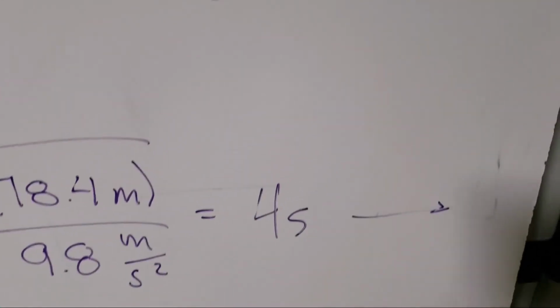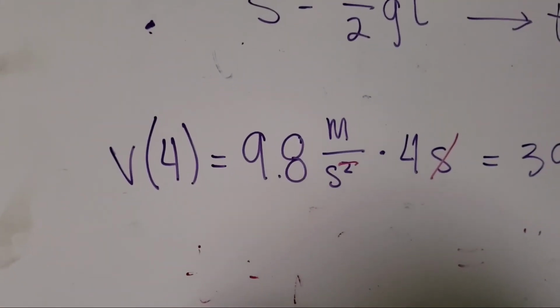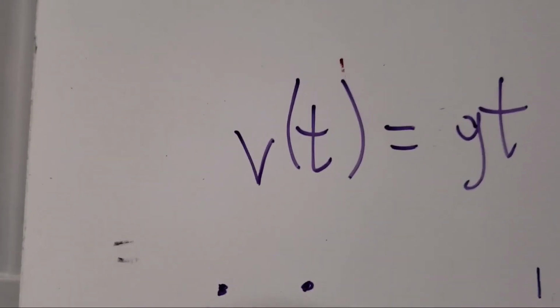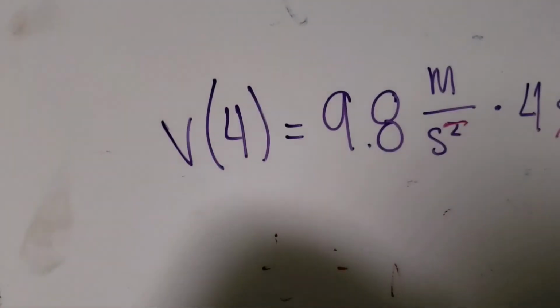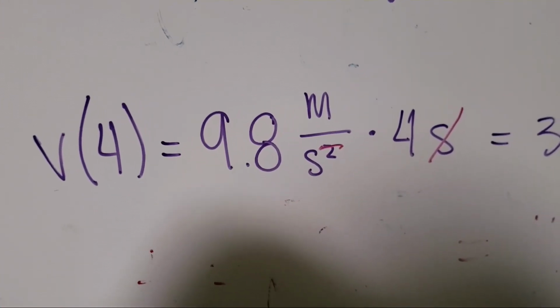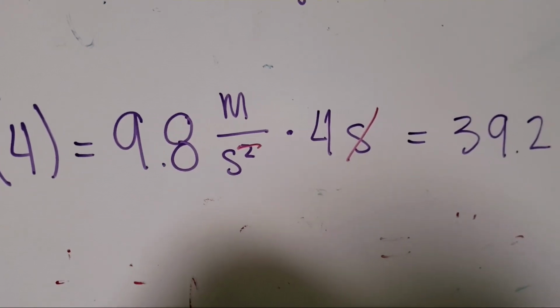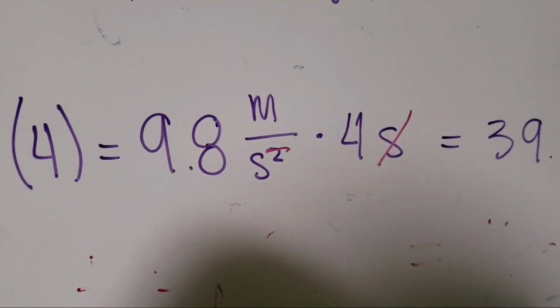Now, back to the velocity function, now that we have time. We have the value for time now. So we plug in 4 for the velocity function. Remember, v of t equals gt. Well, that means that v of 4 equals the acceleration of gravity times the time that it fell. And you can see here I did a unit cancellation.